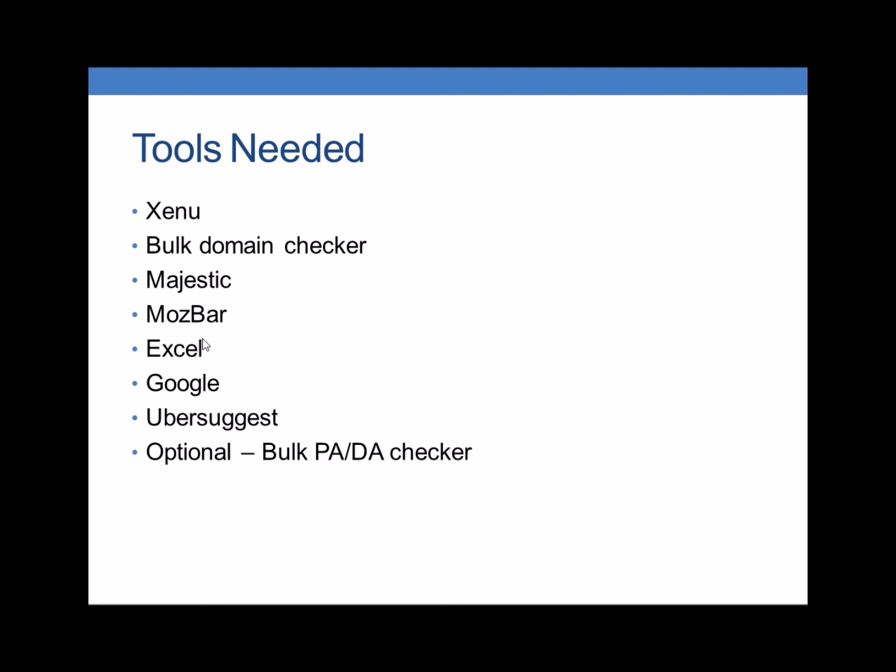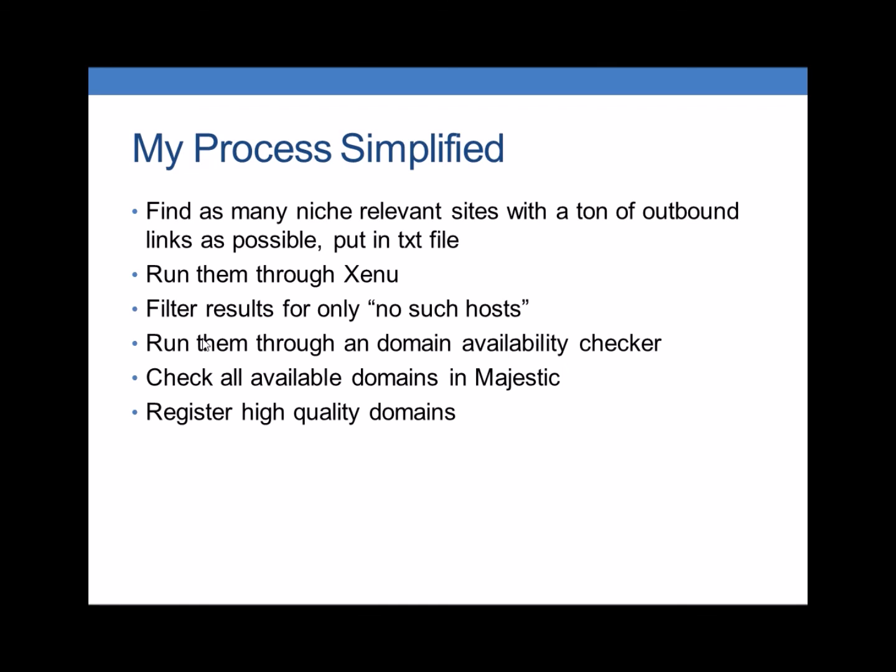So those are the basic tools you need, and this is the process that I use in a simplified version. First, we want to find as many niche relevant sites with a ton of outbound links as possible and throw all those sites into a text file. Put that text file through Xenu, let it run, then export that and filter results for only no such host. Once you have that list, run it through the domain availability checker. Then you'll have a list of unregistered domains that you could go ahead and register right away.